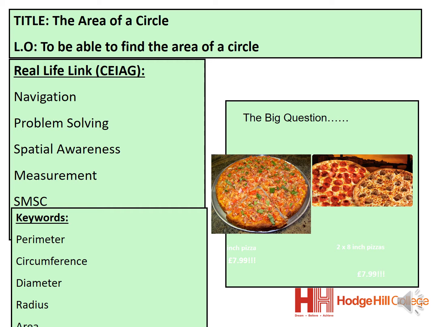Radius. Some of the keywords you may come across today are perimeter, circumference, diameter, radius and area. It's applicable in real life scenarios such as businesses, for example pizzerias, where they want to sell pizzas and maintain efficient costs. They calculate the areas of different pizzas.